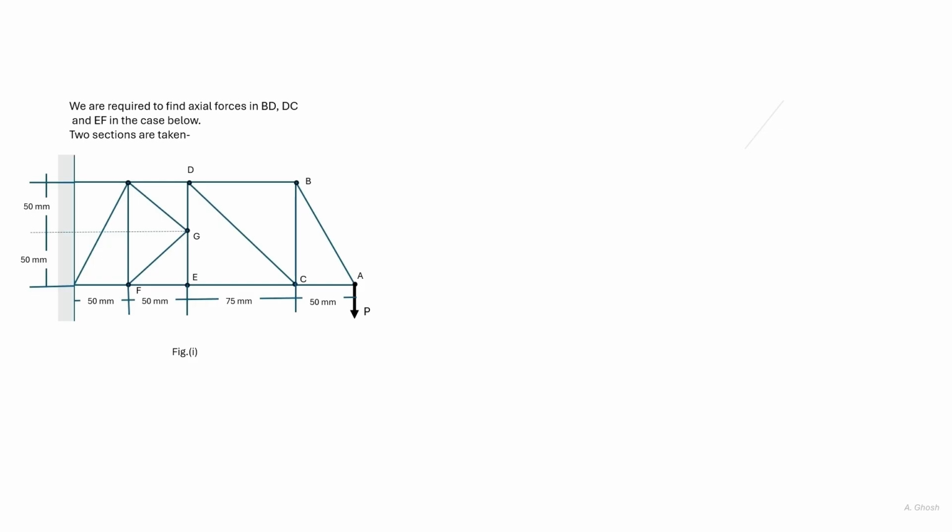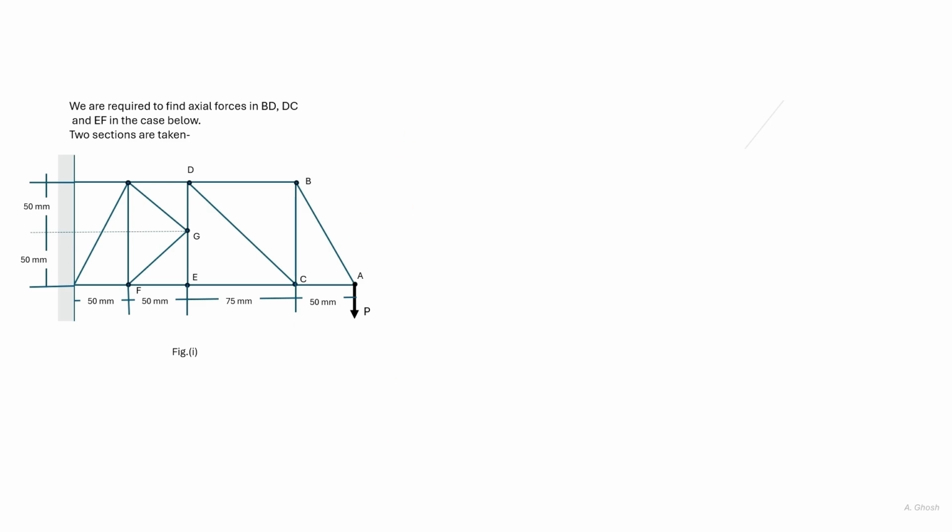Here we consider another example. So this is a truss attached to the wall, and there's a force P acting at A. The dimensions are given. This height is 100 millimeter. These are 50. C is 75, and AC is also 50.